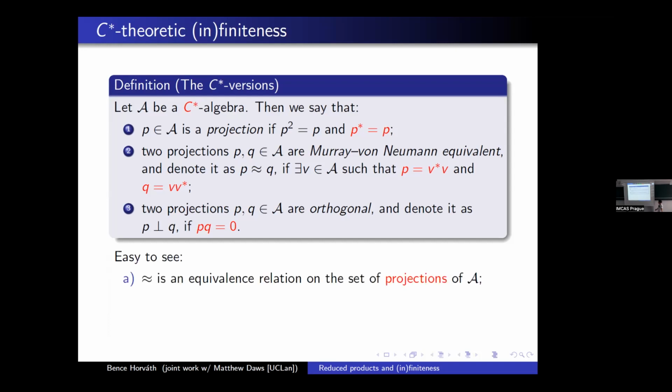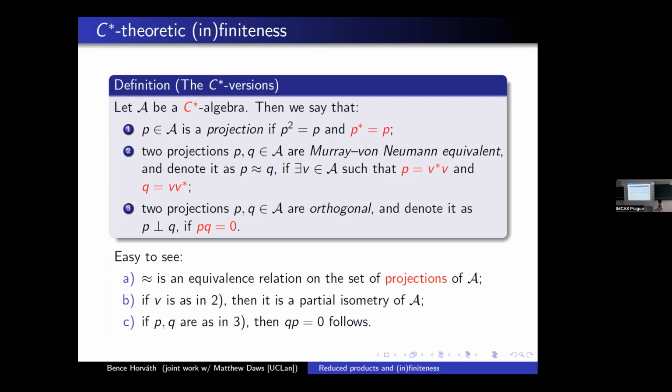So, okay, some easy observations again that you very well know. Murray-von Neumann equivalence is an equivalence on the set of projections in a C-star algebra. And in this thing, this V that implements the equivalence is of course a partial isometry in your C-star algebra. And here, of course, I didn't say QP equals 0 because that's automatic.